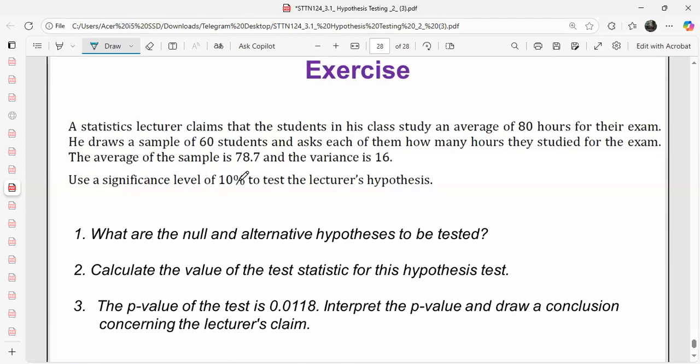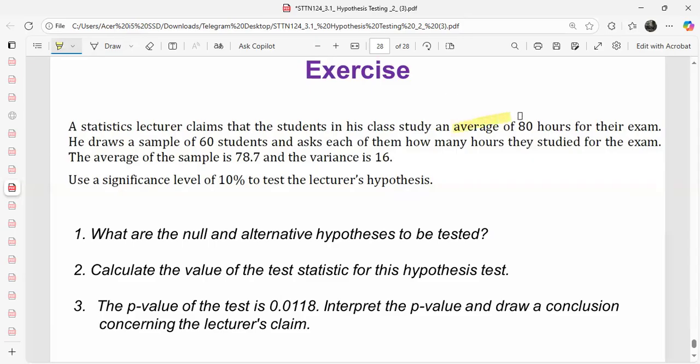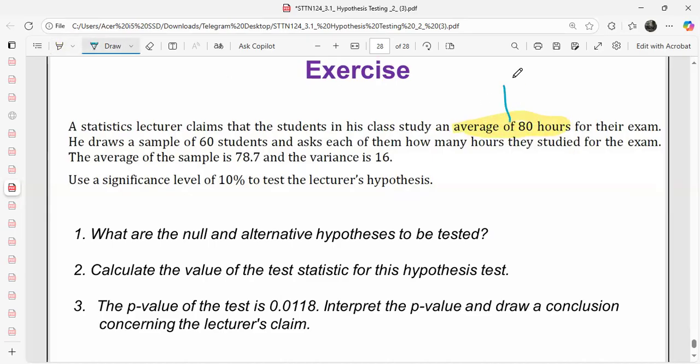Okay, this is an exercise. Let's see. A statistics lecturer claims that the students in his class study an average of 80 hours for the exam. So this one will be the population mean.